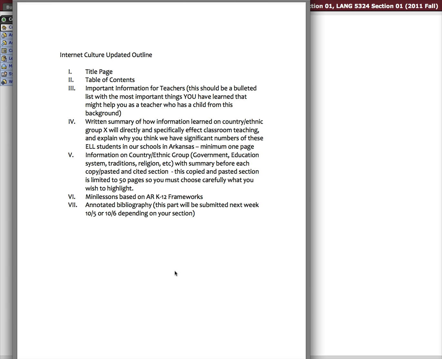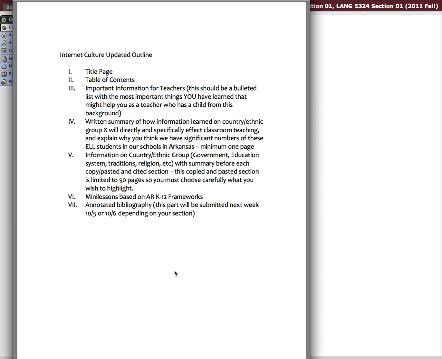And prior to each of these copied and pasted sections, like one on government, one on education, one on climate, those are examples, you will write your own summary of what you learned, not about what's on this website. On this website, there's information about the climate. That may be fine. I don't care about that. I want to hear a summary of what you learned about the climate. It's a tropical climate. They only have 2 seasons. There's a wet season.